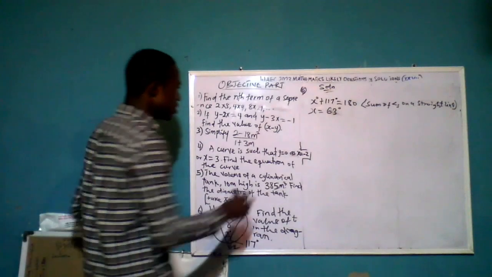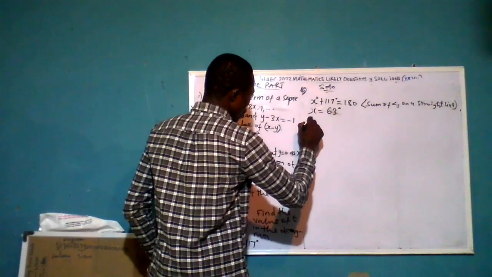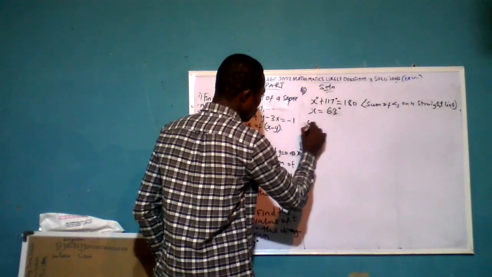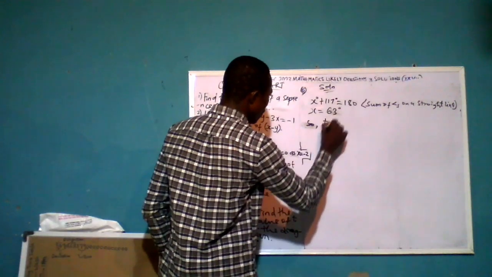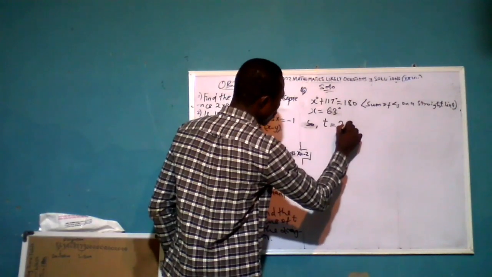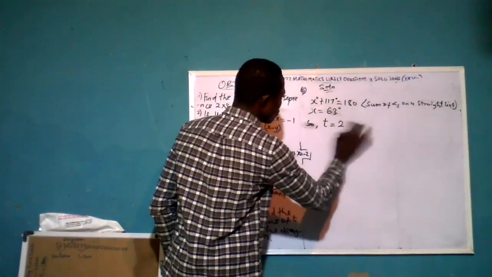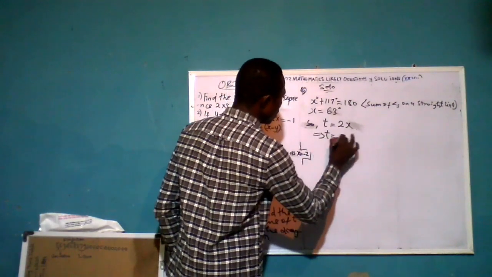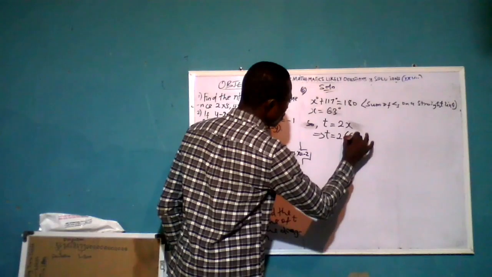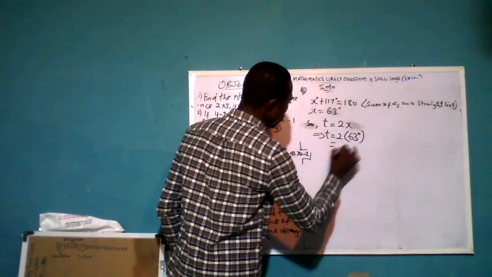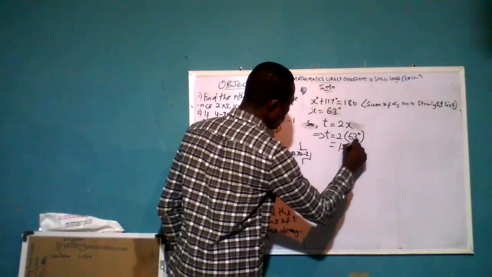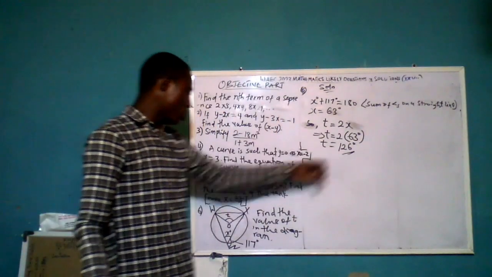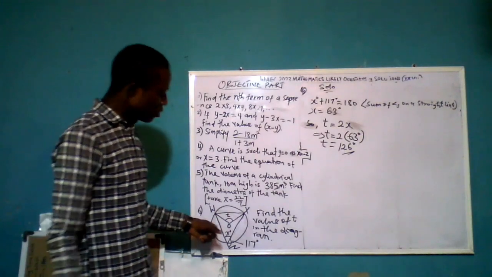So t is always 2x, and it implies that t is 2 times 63 degrees, and that will give you 126 degrees. Okay, t is equal to 126. We actually find this among the options that will be given under this question, if you come across it.